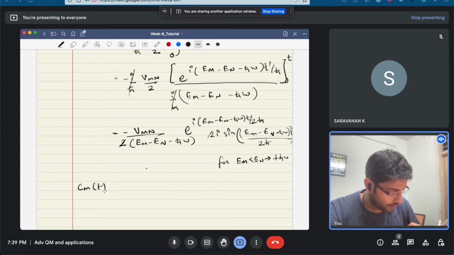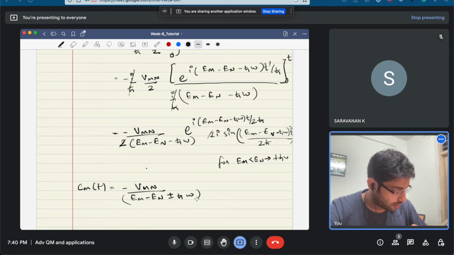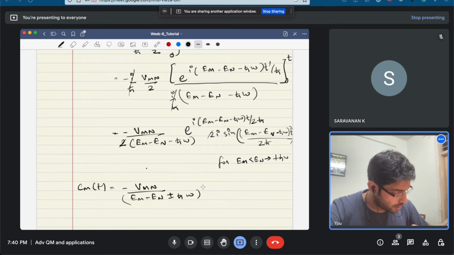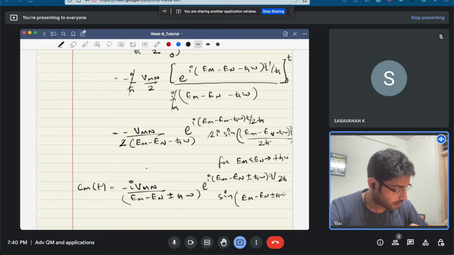So your generalized Cm of t can be written as minus Vmn over (Em minus En plus or minus h bar omega), times e to the power i (Em minus En plus or minus h bar omega) t by 2 h bar, and we have i here, times sine of (Em minus En plus or minus h bar omega) t by 2 h bar.